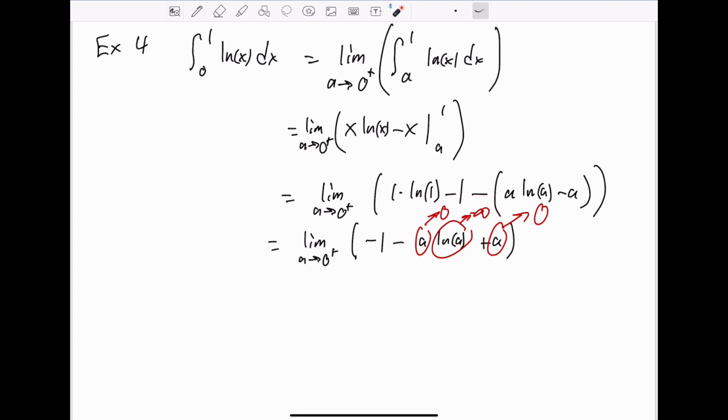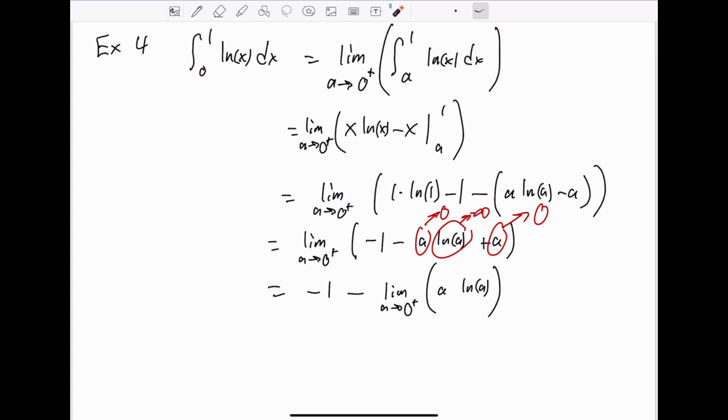Well, we're going to use L'Hopital's rule. We first need to convert to either 0 over 0 or infinity over infinity, and then we can apply L'Hopital's rule. Let's go ahead and work through those steps. The negative 1 can be taken out in front of the limit since that's just a constant. So I have negative 1 minus the limit as a approaches 0 from the right of a times the natural log of a. Once again, we have a 0 times negative infinity type of form, so we need to convert to either have 0 over 0 or infinity over infinity.